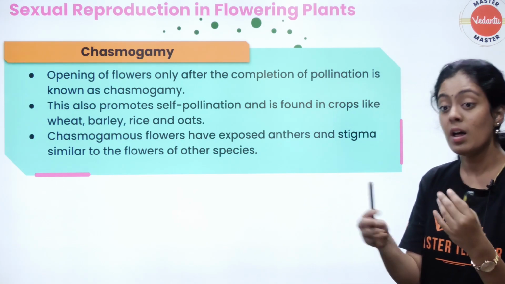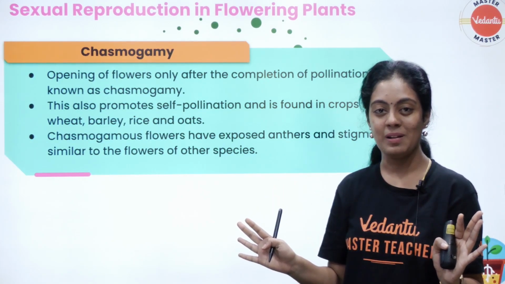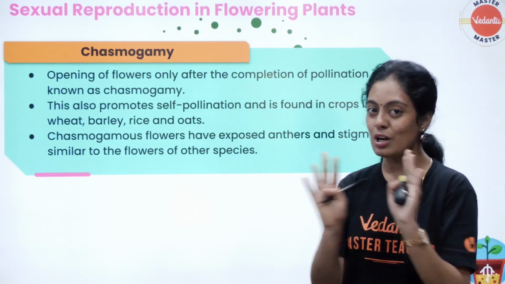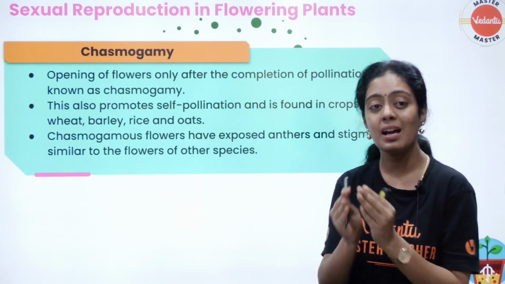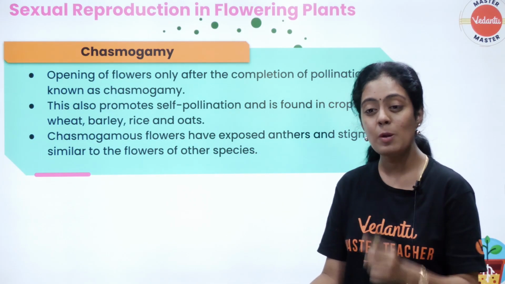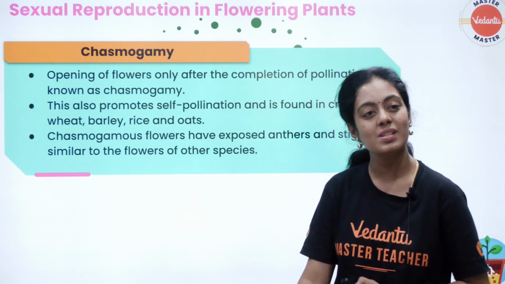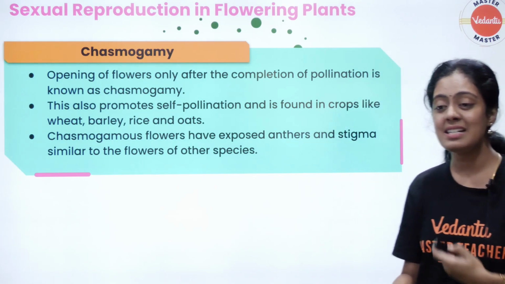Chasmogamous flowers have opened and exposed anthers and stigma. They will be open, but when do they open? Only after self pollination. See how smart it is. It doesn't want to undergo cross pollination. So smart, it opens only after it has self pollinated. Though the flower is open, they open only after their self pollination is complete. Examples are wheat, barley, rice and oats.